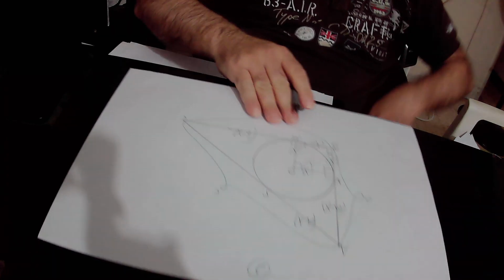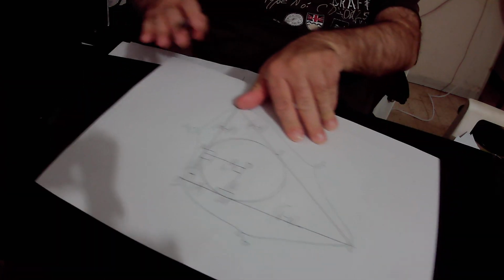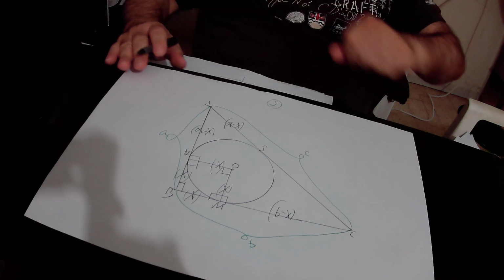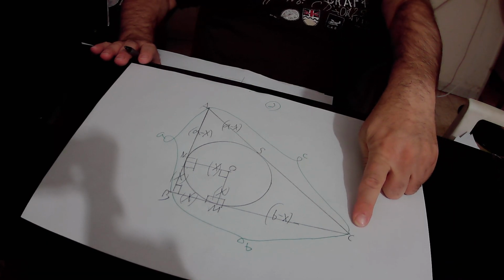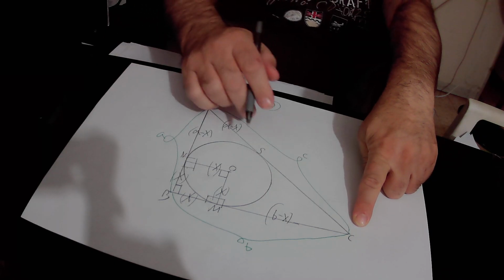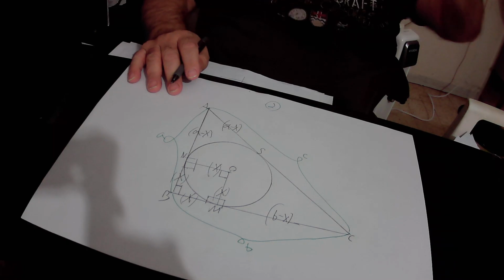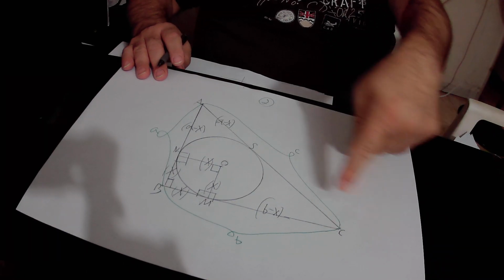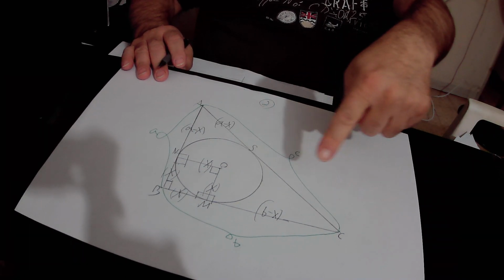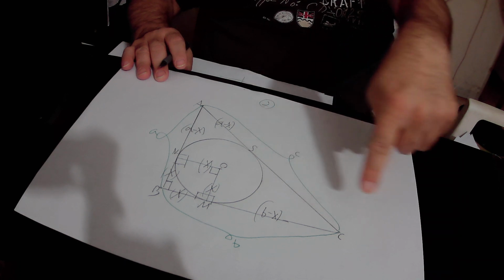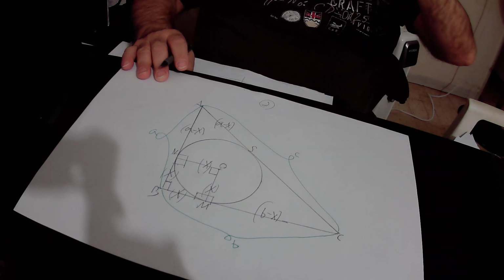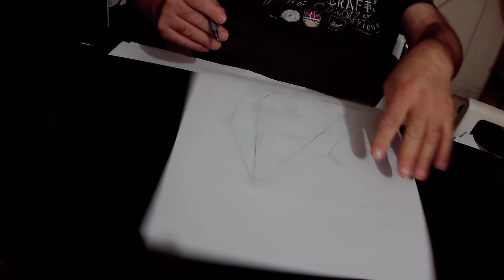Likewise, we focus on the common standpoint point C. From the common standpoint point C, we have 2 tangents to this circle, tangent CM and tangent CS. And according to rule number 2, they are equal to each other. That is to say, CM equals CS. But CM is B minus X, therefore CS must also be equal to B minus X. So write it down.